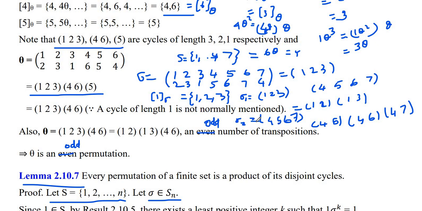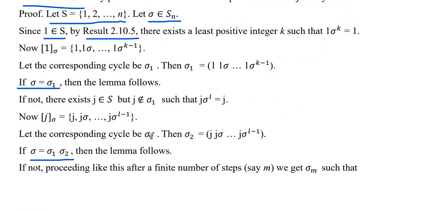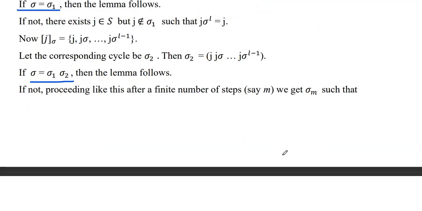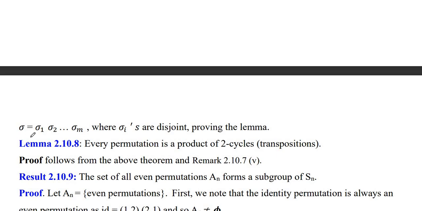So in this case my sigma equals sigma 1 composition sigma 2. If this accounts for my sigma, well, there ends the matter. If not, proceeding like this, after a finite number of steps, say m steps, we get sigma equal to the product of sigma 1 through sigma m, where each sigma i is disjoint, and that proves our result that every permutation is a product of disjoint cycles.